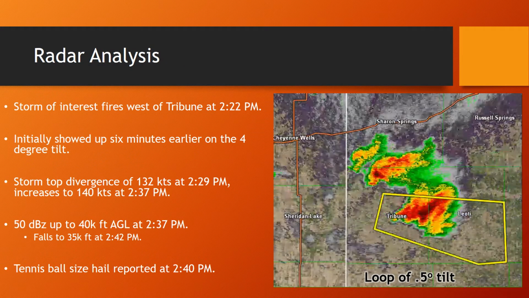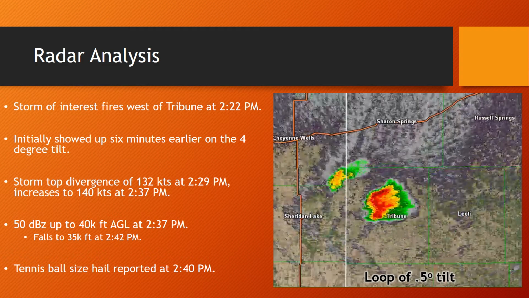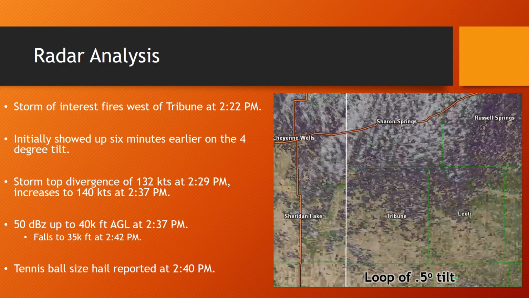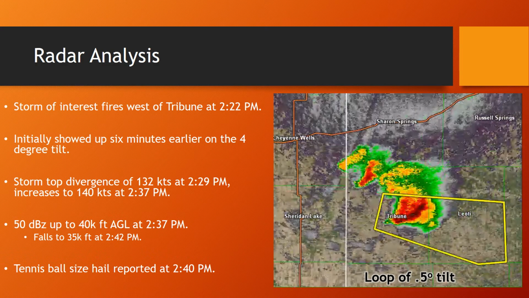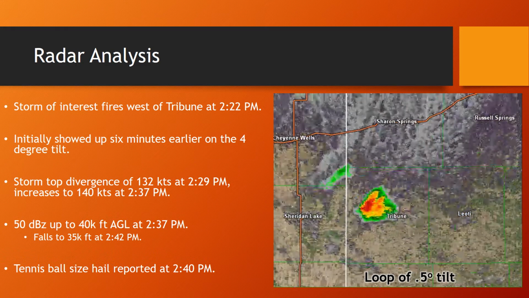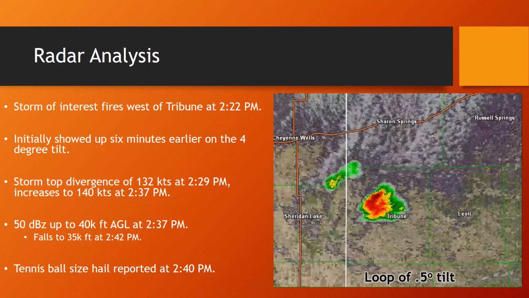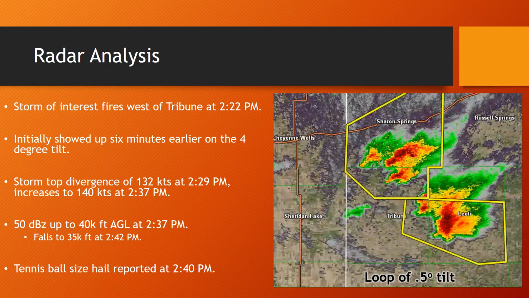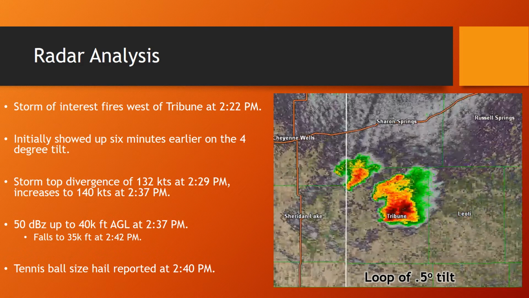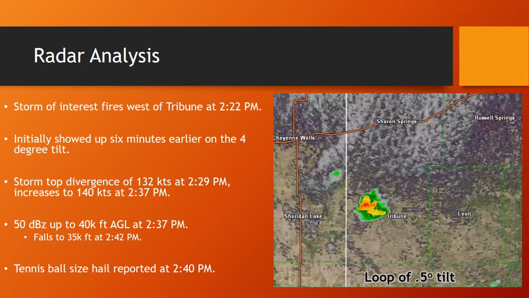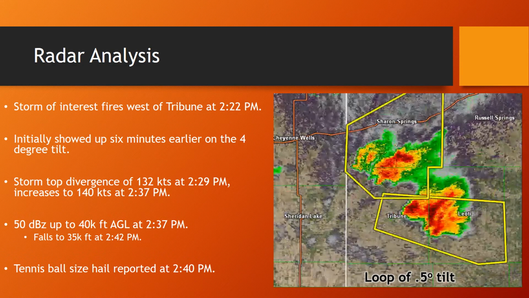All right, now we're going to get into really the meat of the presentation with the radar analysis. So the loop here I have on the right is of the half degree, and it's of the storm of interest moving over Tribune and actually east of Greeley County. So the storm of interest first shows up on the half degree at 2:22 p.m.